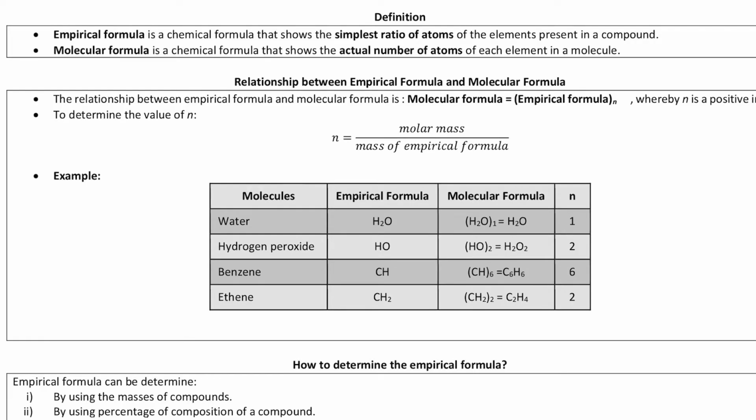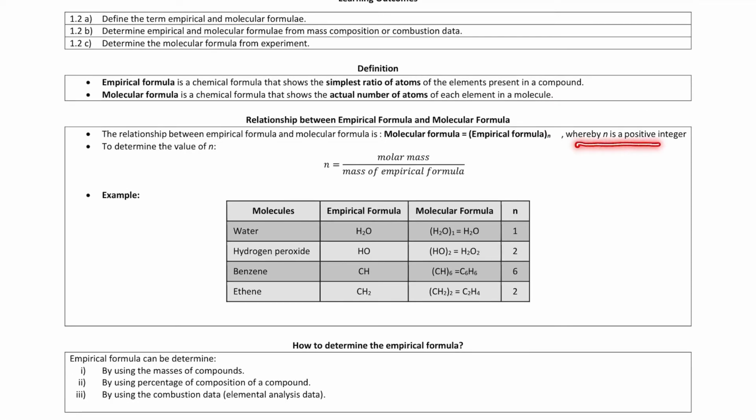Now let us look at the relationship between empirical formula and molecular formula. The relationship is: molecular formula equals empirical formula times n, whereby n is a positive integer. So, kenapa formula ni muncul? Sesuai lah dengan definition dekat atas ni. Sebab tadi kita cakap empirical formula is the simplest ratio of atoms. Dia dah simplified kan formula tersebut.